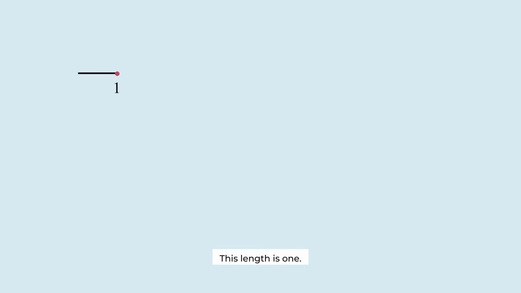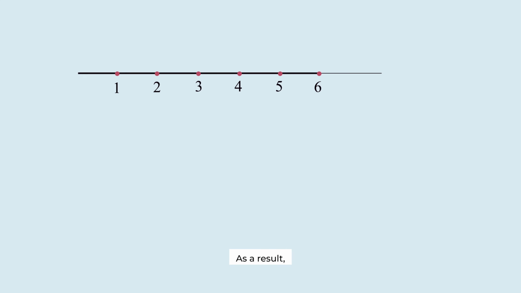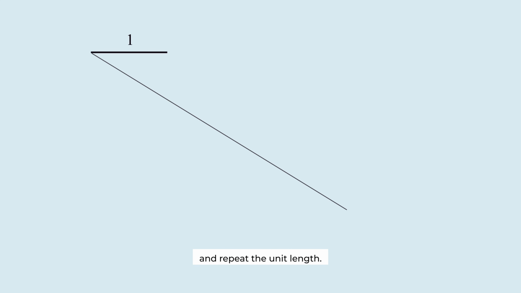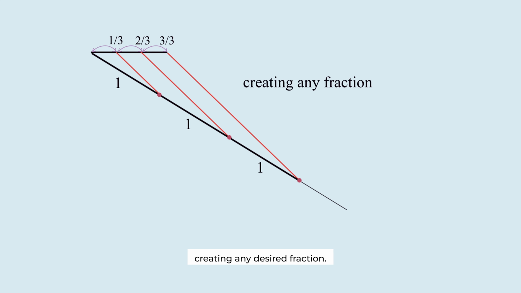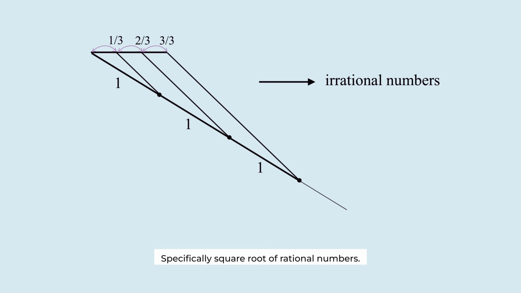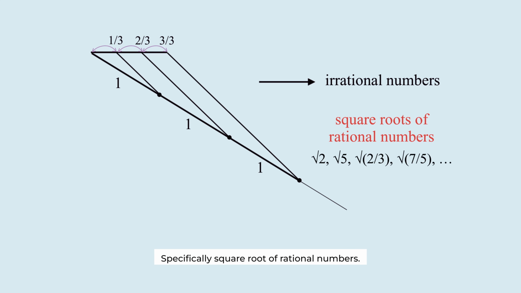This length is 1. Using construction, we can add or subtract this length repeatedly. As a result, we can create natural numbers. Draw an additional line and repeat the unit length. Draw a line connecting these 2 points and draw parallel lines to this line. We can divide this segment into equal parts, creating any desired fraction. We can even construct some irrational numbers, specifically square roots of rational numbers.